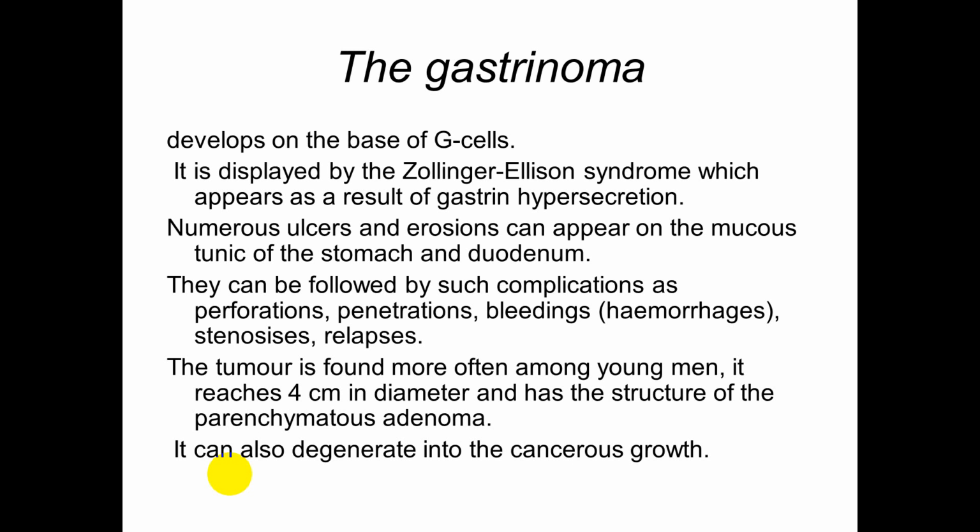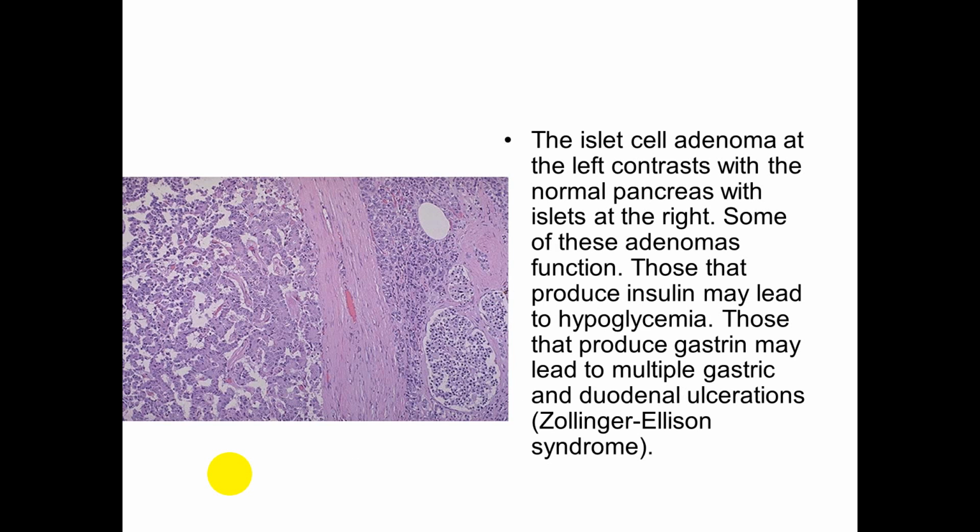The tumor is found more often among young men. It reaches 4 cm in diameter and has the structure of the parenchymatous adenoma. It can also degenerate into the cancerous growth.